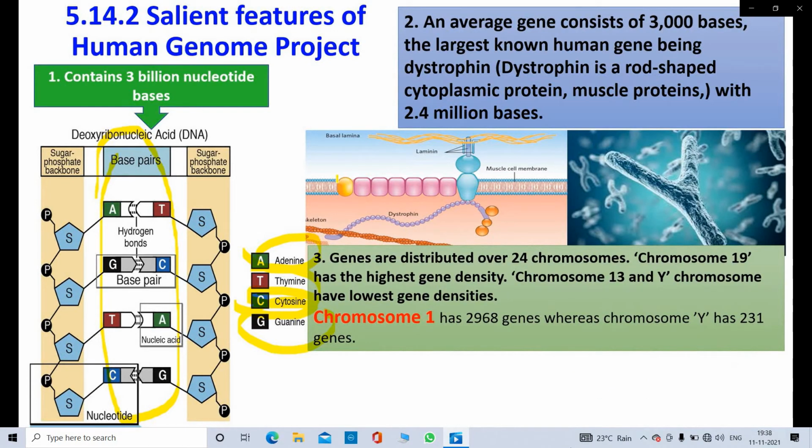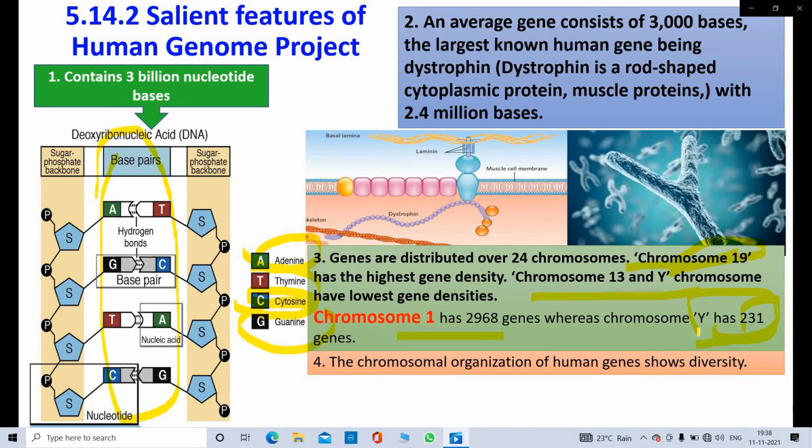And next one, genes are distributed over 24 chromosomes and chromosome 19 has the highest gene density. Chromosome 13 and Y have the lowest gene densities. So students, here you may expect one more question. That is chromosome 19. It has the highest gene density, and chromosome 13 and Y have the lowest gene density. And chromosome 1 has 2968 genes whereas the Y chromosome has only 231 genes. So this may be asked as one more question.